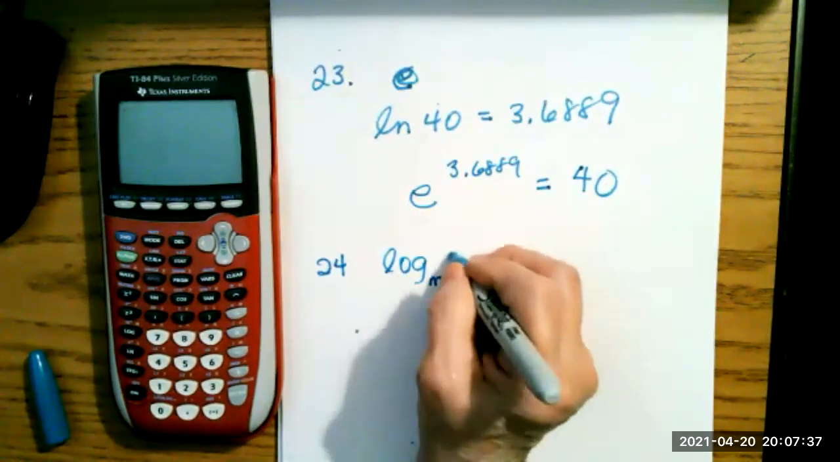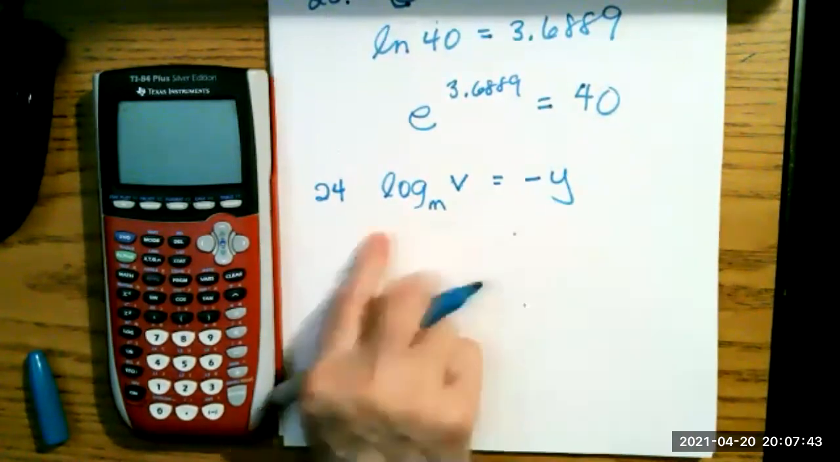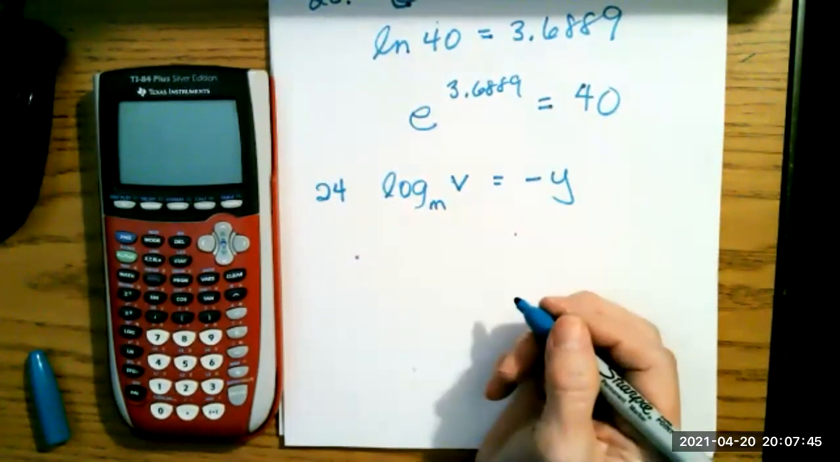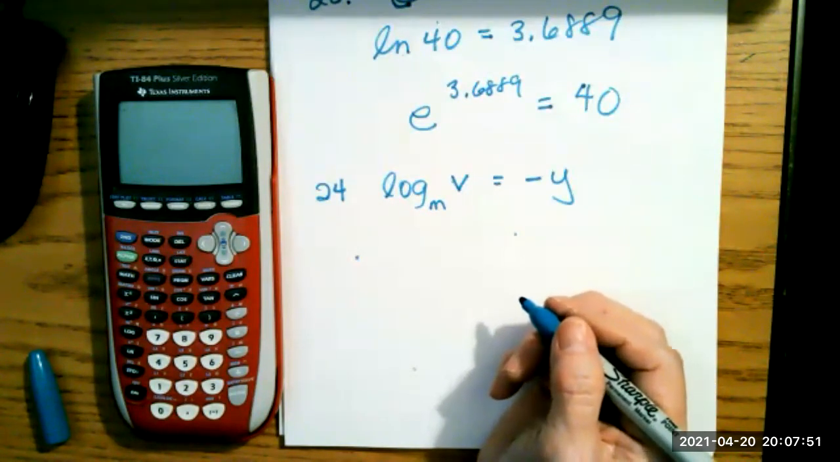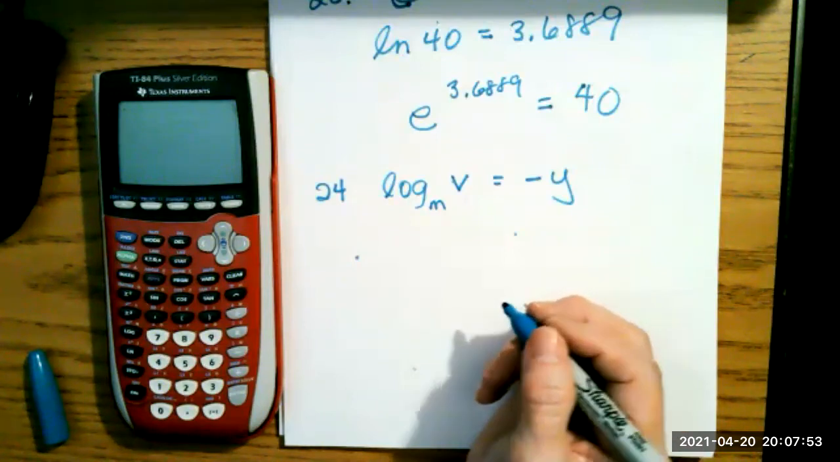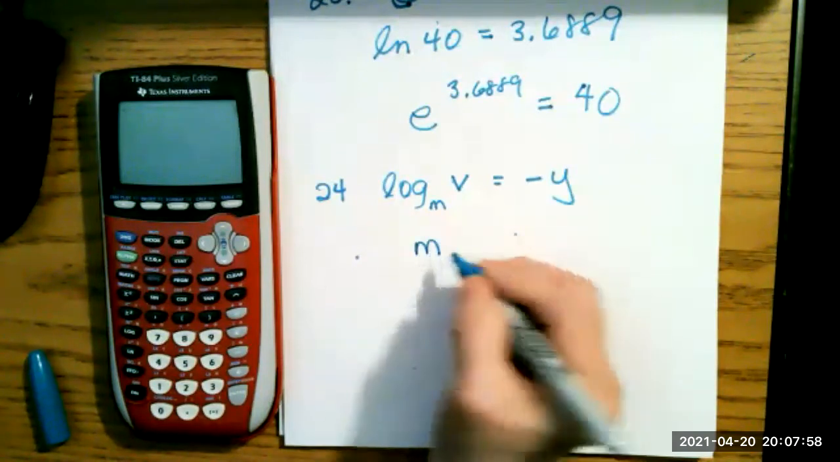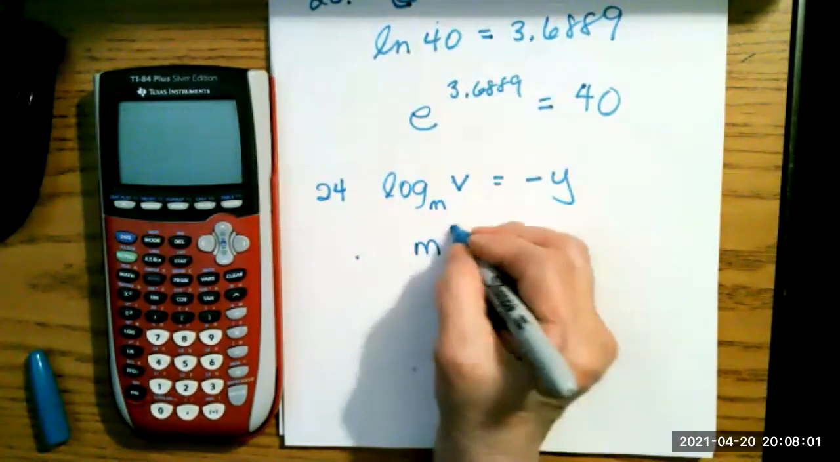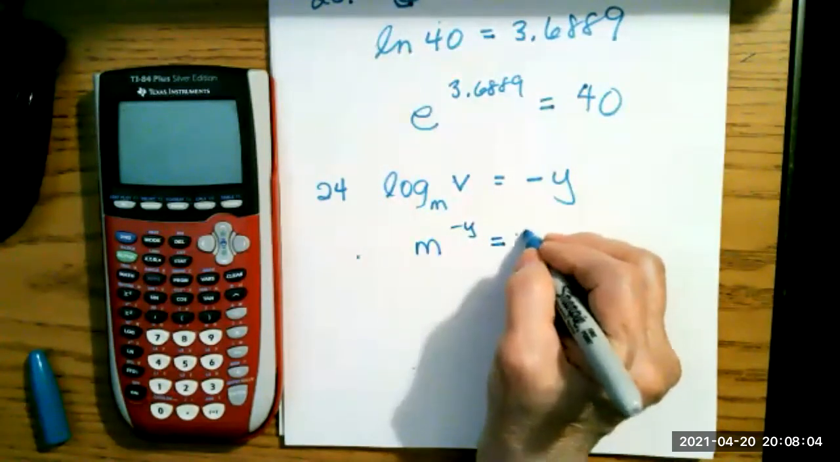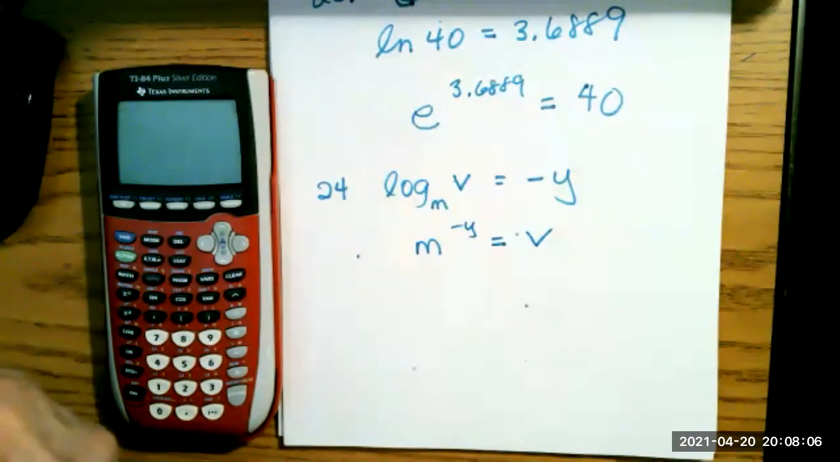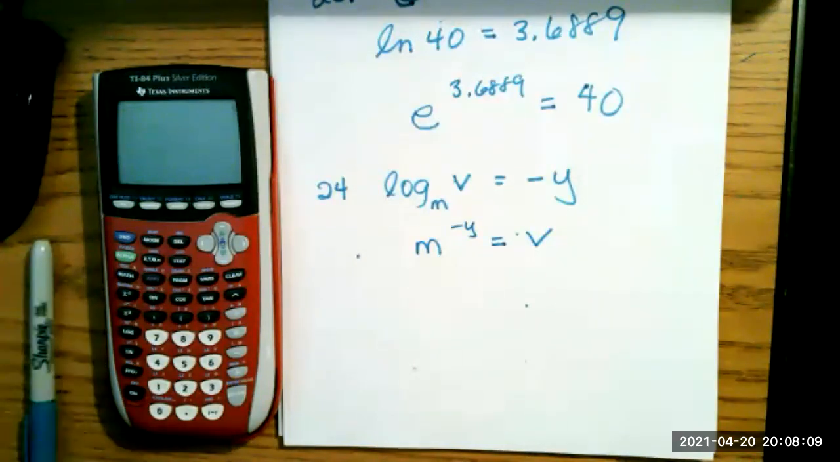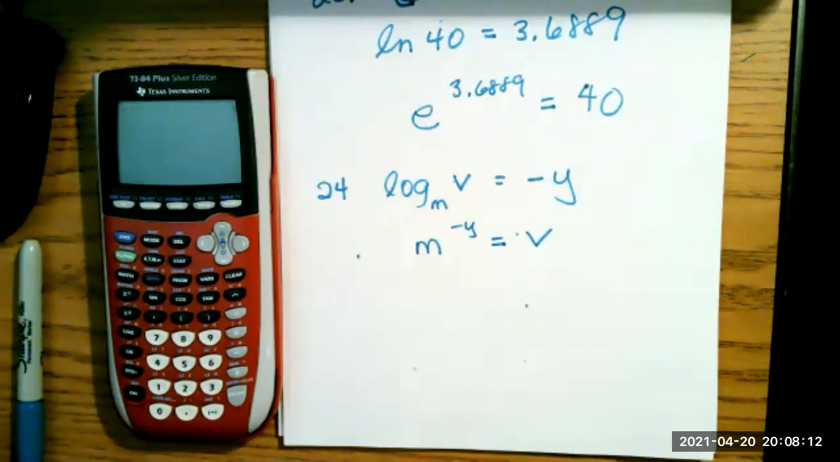Log base m of v equals -y. These are the ones that they put on the ACT, or look like that. It's the base, m. M to the -y equals V. All right, now I think you can do all of the others. Most all of them you can use the calculator for. You're just finding the ln of numbers.